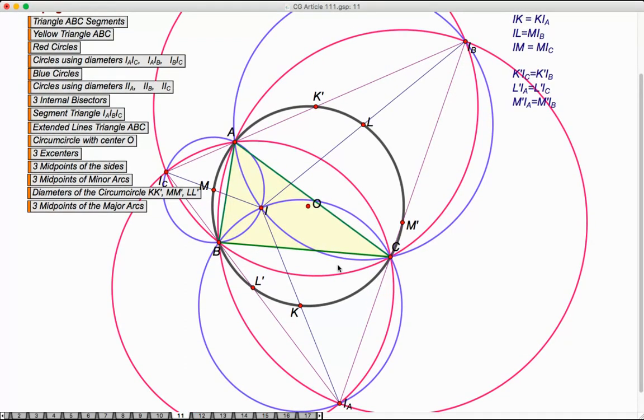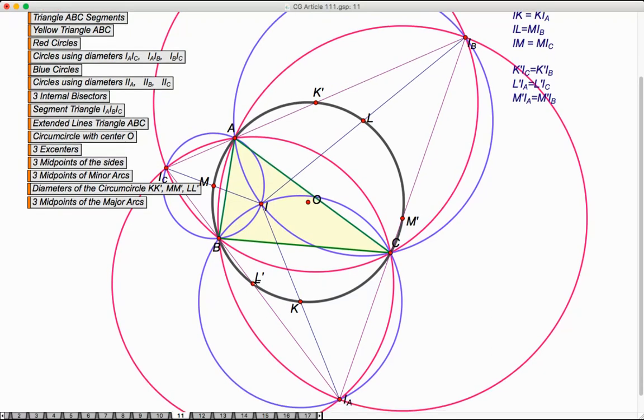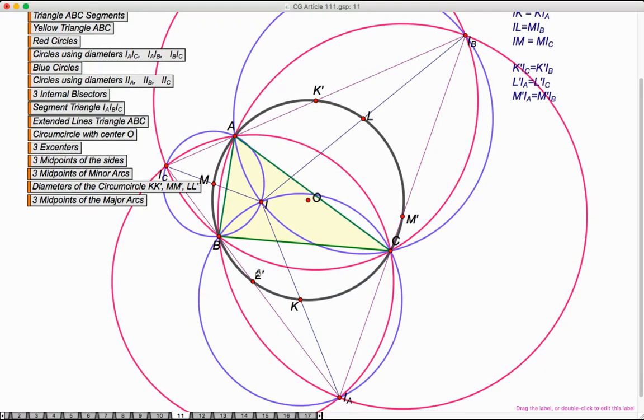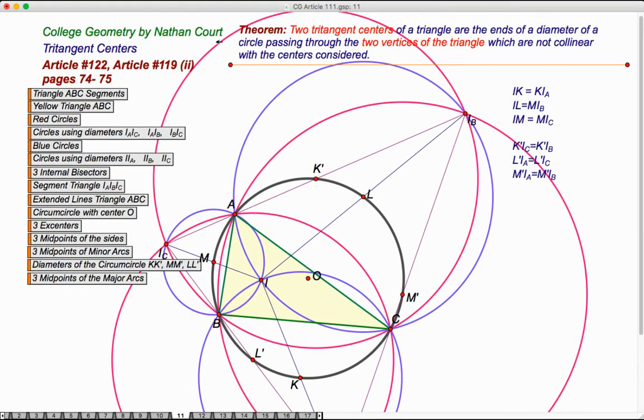The next one is K prime. K prime lies on the circumcircle again, and this is the center and the midpoint of diameter I sub C, I sub A. And last but not the least is this big circle here with center K prime. And the diameter associated with it is I sub C, I sub B.